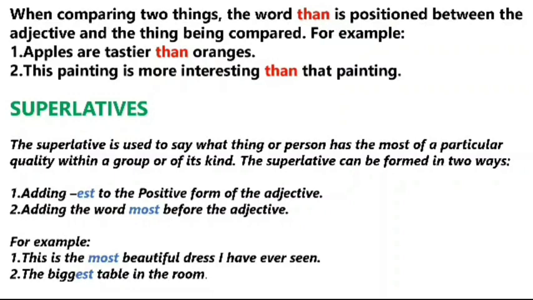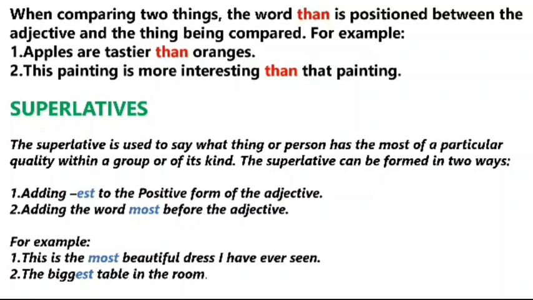Now, the superlative. The superlative is used to say that a thing or person has the most of a particular quality within a group or of its kind. The superlative can be formed in two ways. First, by adding est to the positive form of the adjective. Second, by adding the word most before the adjective. For example, this is the most beautiful dress I have ever seen.